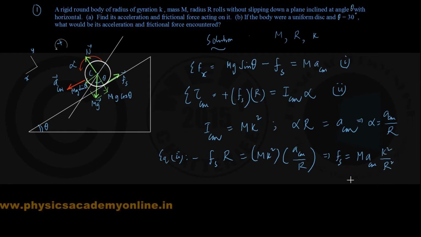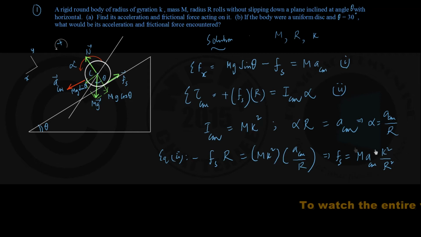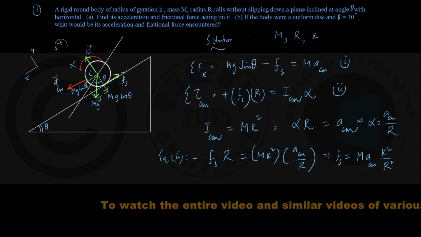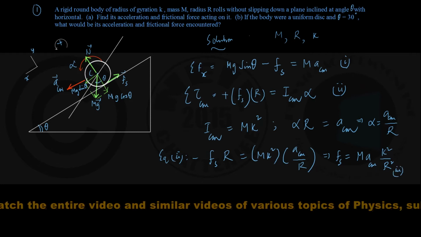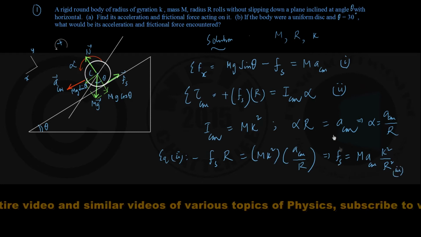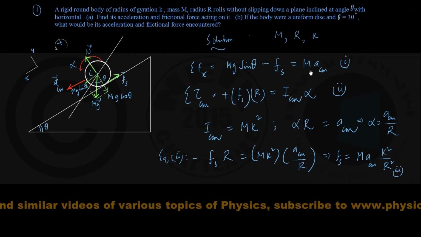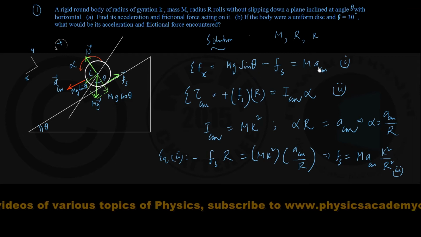Let's look at it once again. We have got the frictional force acting at the bottom of this body equal to the product of its mass into acceleration of center of mass ACM into the ratio of the squares of radius of gyration and the actual radius of this round body. So this is my equation number 3, and once we express this Fs in terms of these given quantities, let us put the value of Fs back in equation number 1 and get from here the acceleration of center of mass.